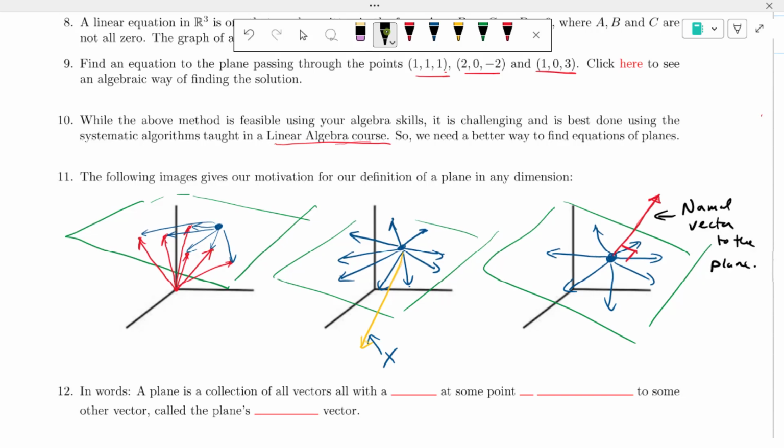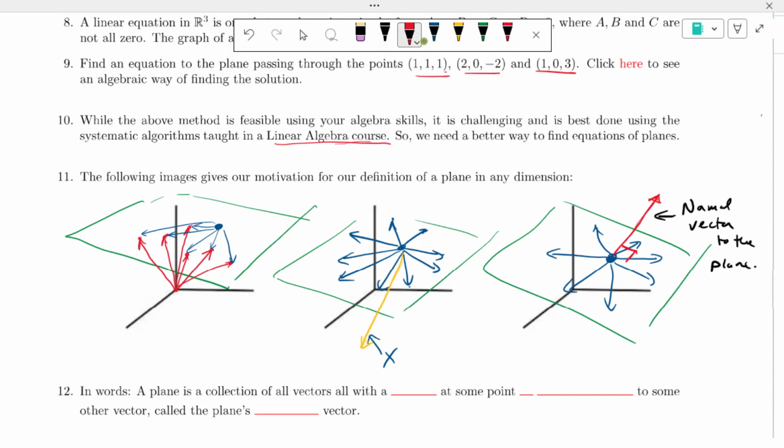Oftentimes in math, the word normal refers to orthogonality in some sort of way. And what we can see here is that this red vector that I drew is perpendicular to all of these other blue vectors that lie inside the plane. So careful, the normal vector is an important part of the plane to discuss, but it's important to realize that the red normal vector that I drew here doesn't lie inside of the plane. Rather, almost like with lines, it gives me a sense of direction that the plane is pointing in. All of the blue vectors that lie in this plane are orthogonal to this red vector here, and so in a sense it gives us direction.